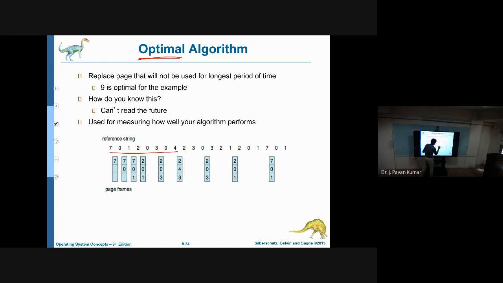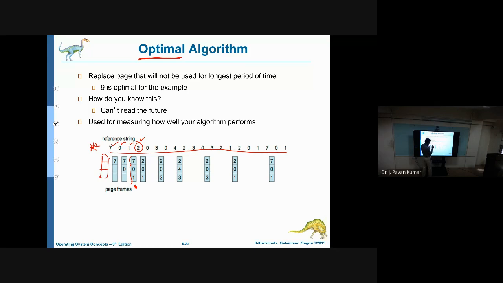This is the string that we are considering, the same string we saw earlier with respect to FIFO. In this one, 7 is a page fault, 0 is a page fault, 1 is a page fault. Why? Because we are assuming that initially all frames are empty, so 3 page faults will occur. Next, 2 is again a page fault, but which one of these 3 do we have to replace? That we will select based upon the future.